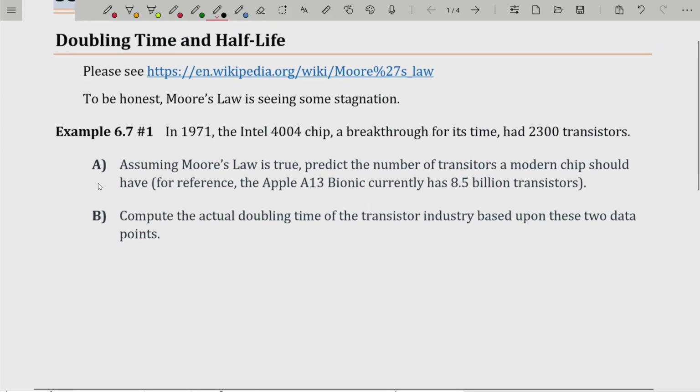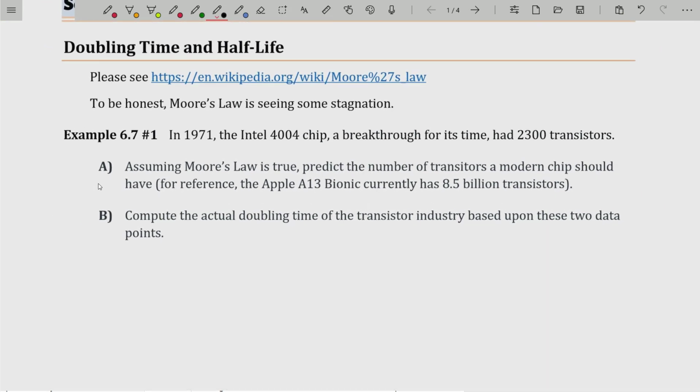So let's see. We're going to assume Moore's law holds. It's 1971, so year zero will be 1971. And in year zero, 1971, that chipset had 2,300 transistors. Okay. We don't have a second point. I just gave you this for reference, but it's not actually a second point.